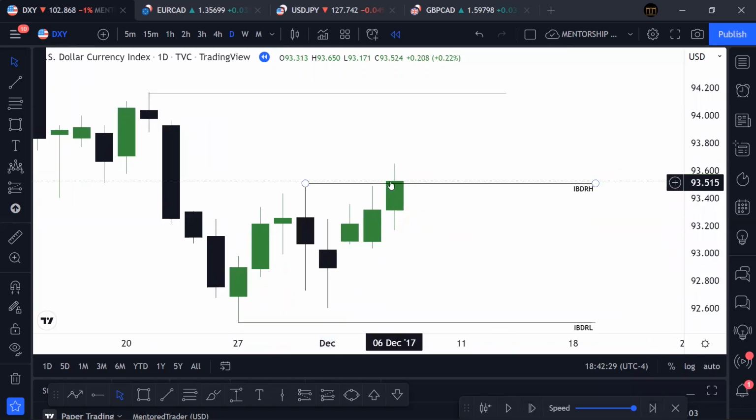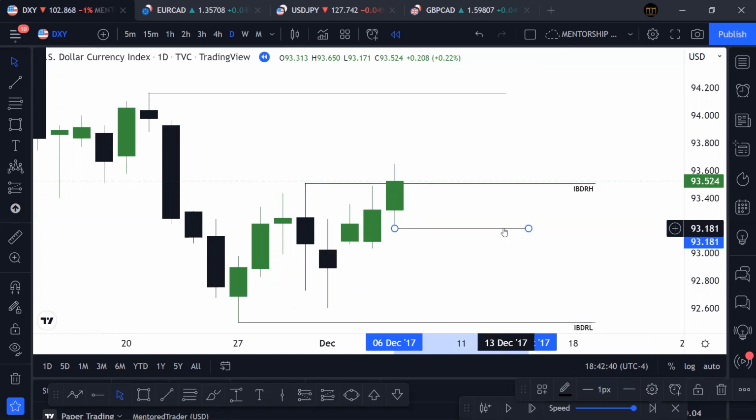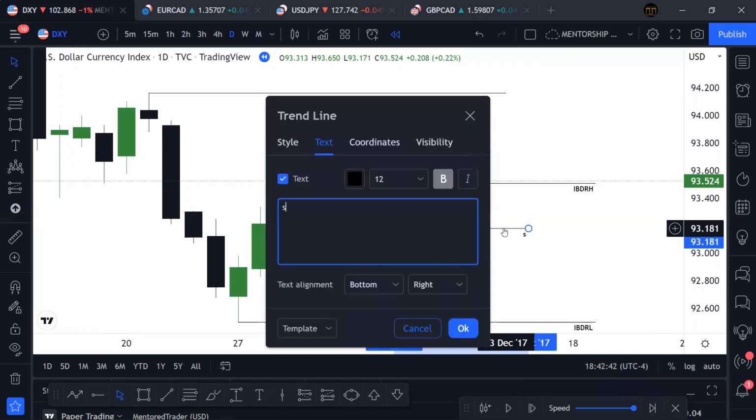So if we've managed to trade above that, where is my stop loss? Below this candle. Let me indicate that. That will be my SL, or that will be my stop.